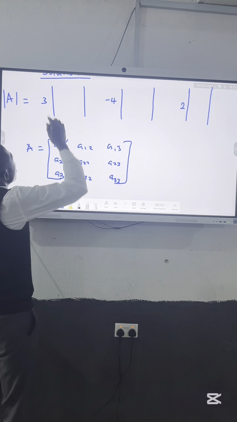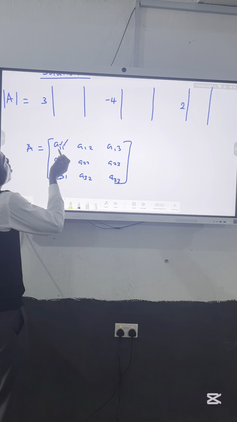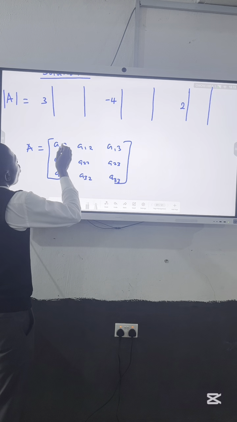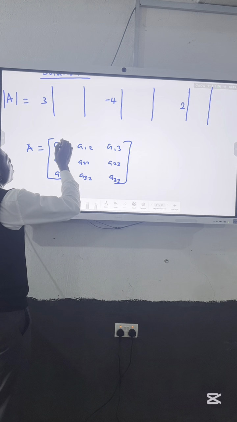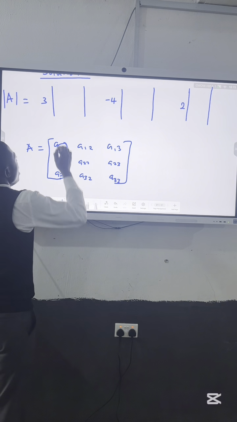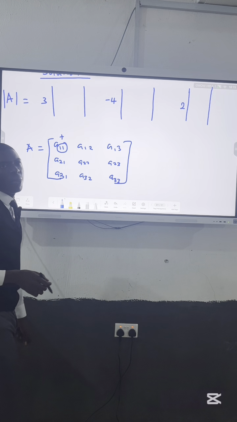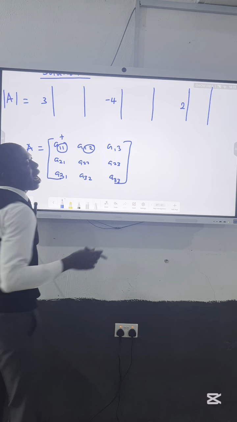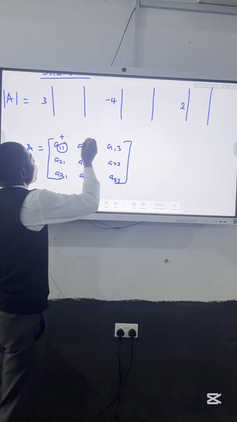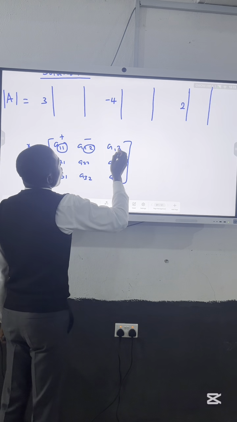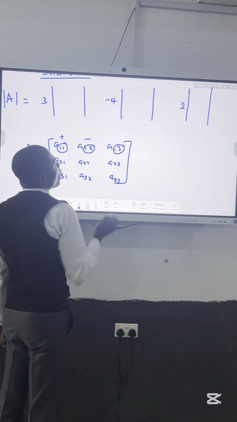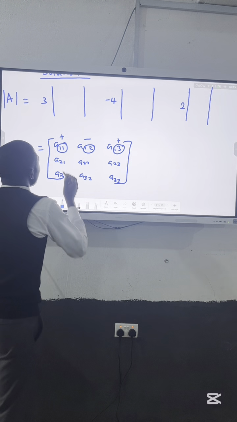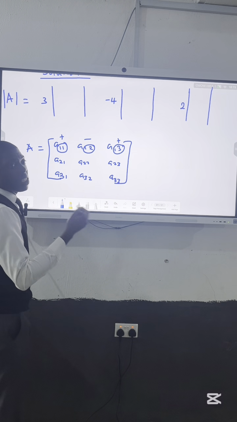So how did I get the sign of plus, minus, plus? If you add the row and column numbers together, 1 plus 1 gives 2. Because 2 is an even number, the position of this place is positive. 1 plus 2 here is 3, and 3 is an odd number, so the position of this place is negative. 1 plus 3 is 4, which is even, so plus. You can get the sign for all the other ones by doing the same thing.